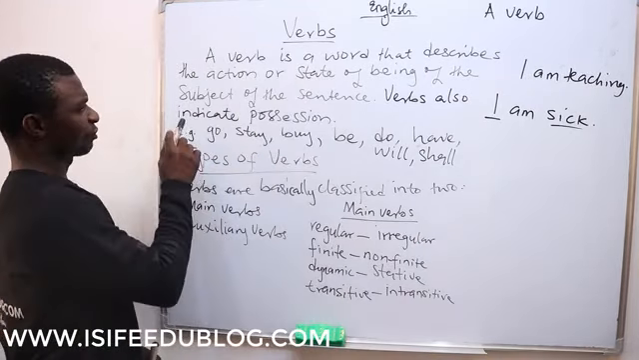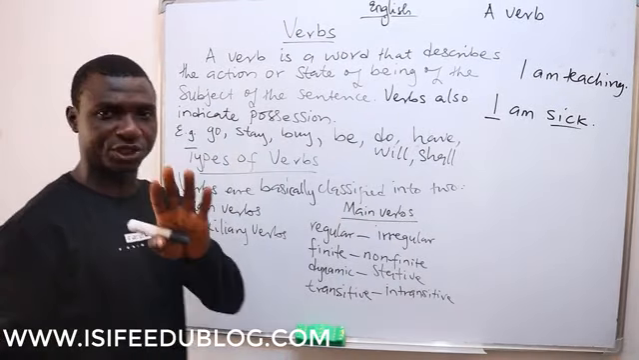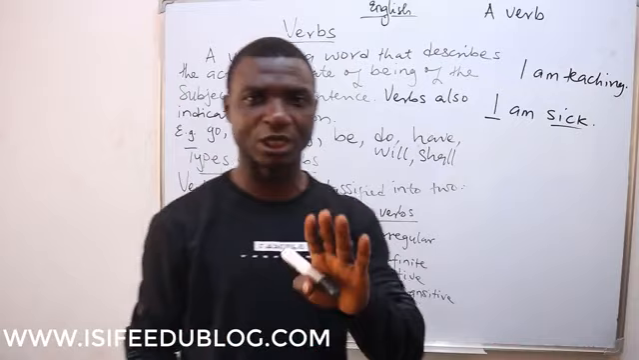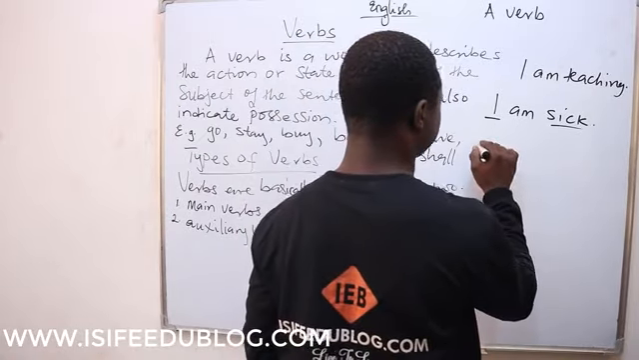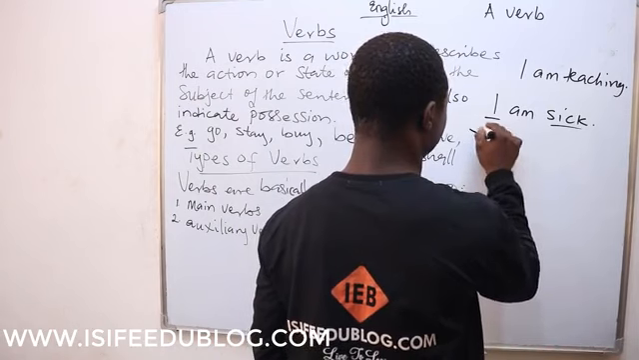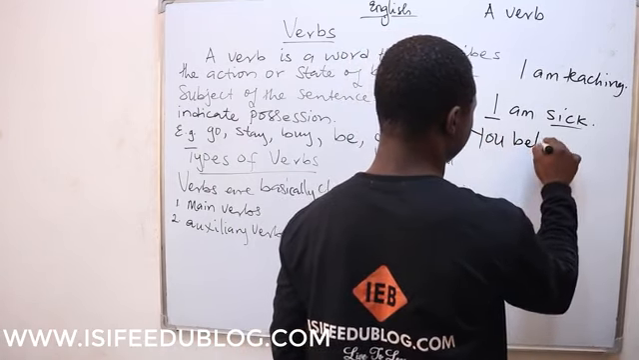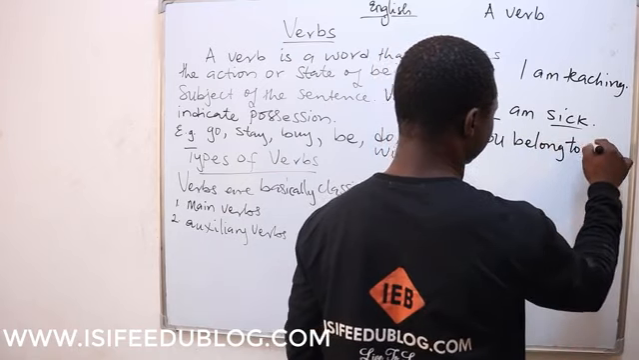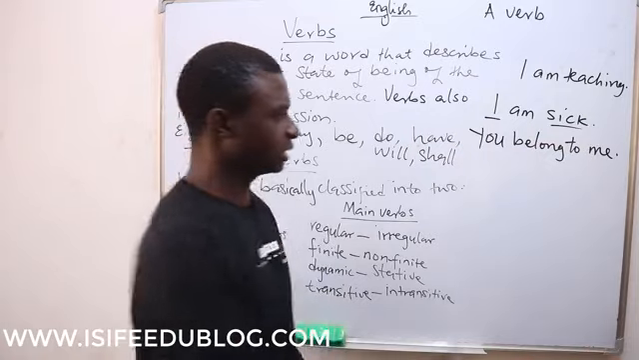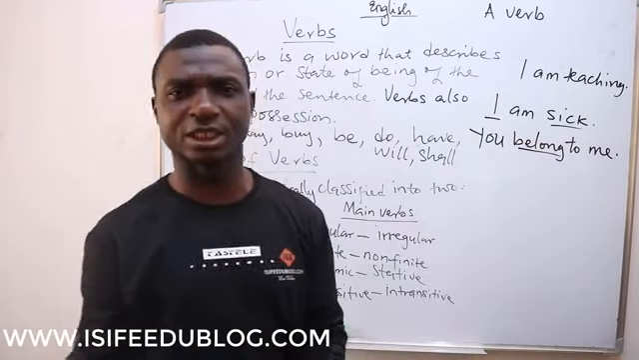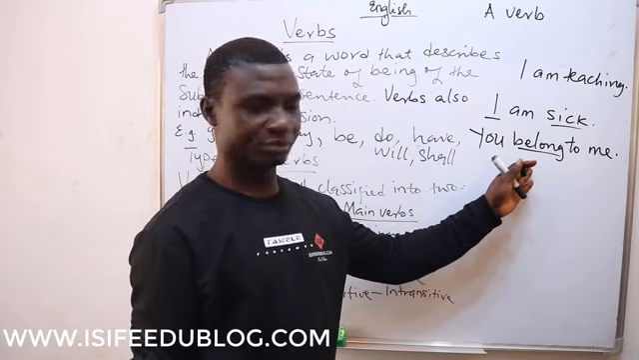Here, we said verbs also indicate possession. So there are three things the verb will help you do. Now, you belong to me. Let's put it that way. You belong to me. This verb belong indicates possession. There is no action here. Alright?